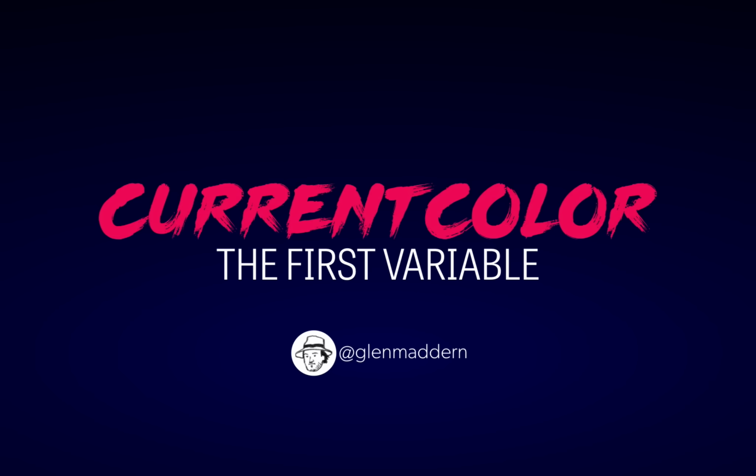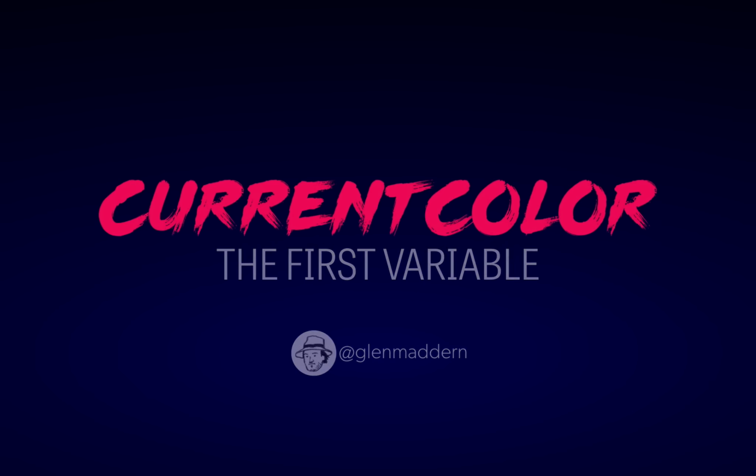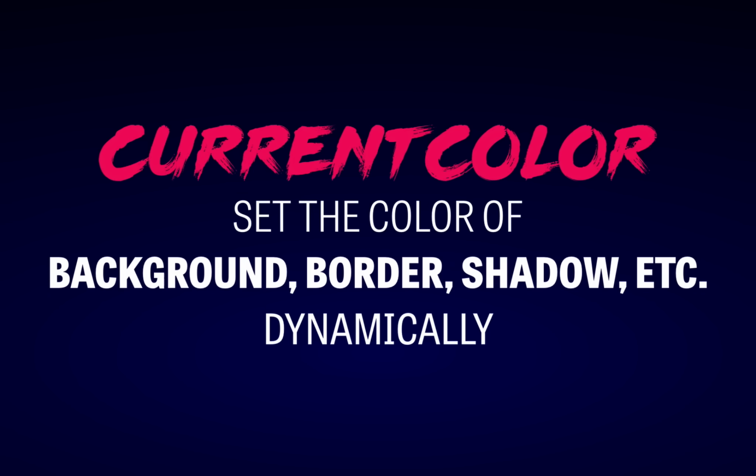Today I want to talk to you about a CSS feature that's really powerful but I don't see it used all that often, currentColor. So what is currentColor? Well, it's a CSS keyword that lets you set the color of something to be dynamic based on its context. It can apply to anything that needs a color, so backgrounds, borders, box shadows, SVG elements, anything. The best way to understand it is to look at an example.